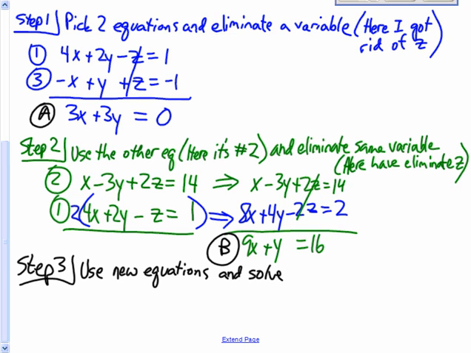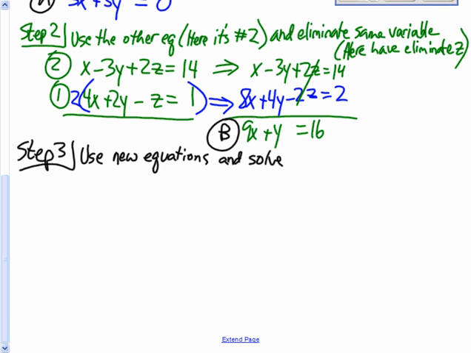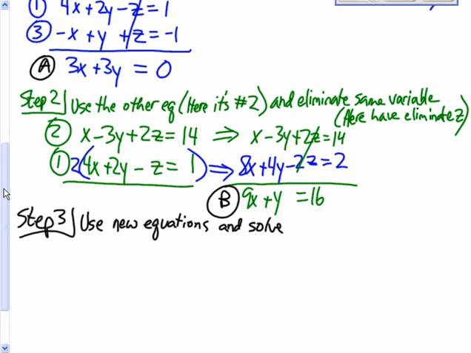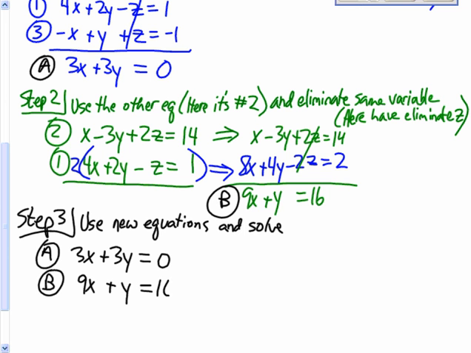Okay, so now I'm down to two equations, two unknowns. My equation A was 3x plus 3y equals 0. My equation B, 9x plus y equals 16. And I'm just going to continue on with elimination.